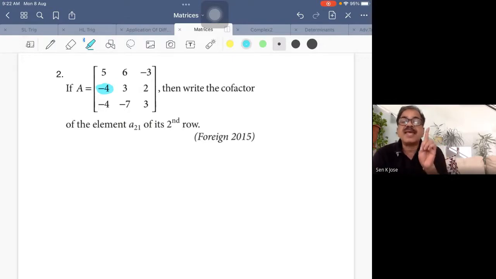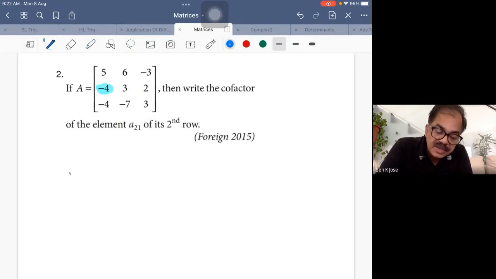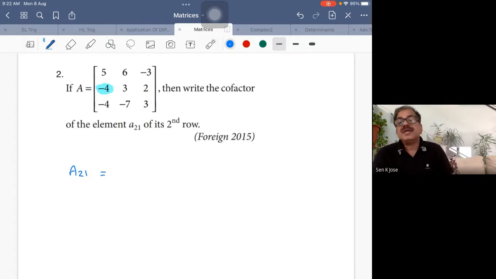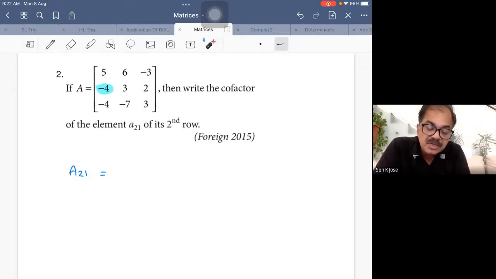They want the cofactor of it. Cofactors are denoted by uppercase A, so what I need to find is A21, the cofactor. Cofactor is the signed minor, so you need to have a sign for this. You can go back to the matrix and find the position sign. Positive, negative, positive, negative, positive, negative. So this is negative. You can just count and take it.